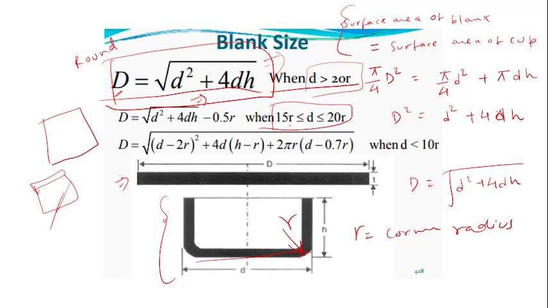But suppose your corner radius is following this condition or this condition, then your formula will be changed. Your formula will be replaced by these two formulas. That also you should remember. Okay.